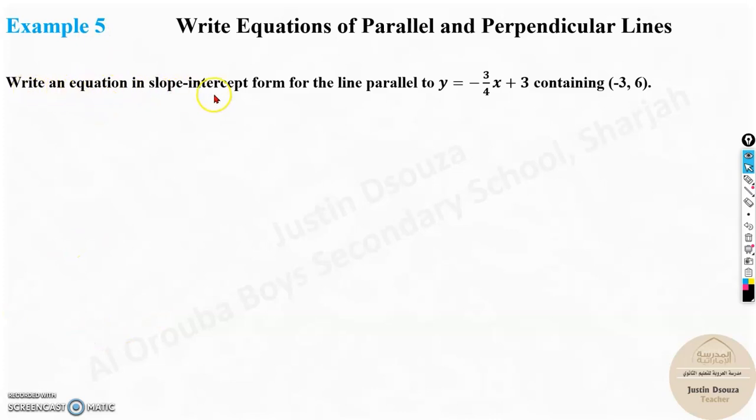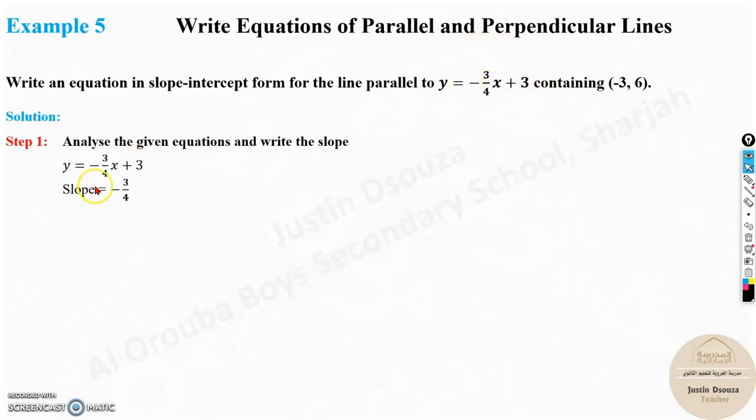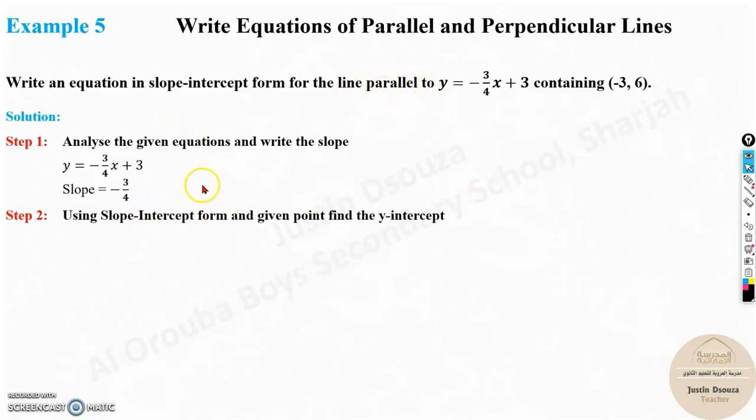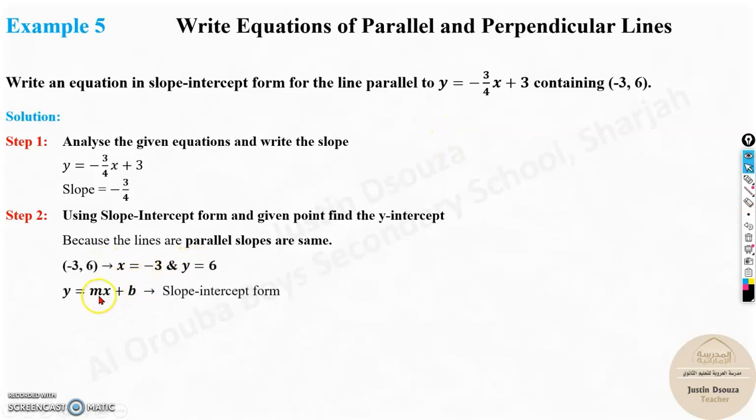Write an equation in slope-intercept form for the line parallel to y equals -3 by 4 x plus 3 containing the point -3, 6. First of all, let us understand what the slope is. The equation is given, minus 3 by 4 x. So this is the slope, minus 3 by 4. Now, we know the slopes will be the same for parallel lines, but we need to write the equation in the slope-intercept form.